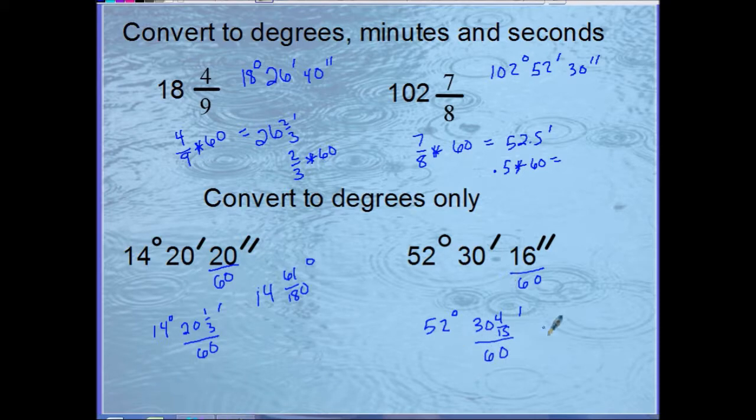And that's going to end up giving us 52 227 over 450 degrees. Yuck. Not a nice number at all, but again, we're just going to kind of deal with it.